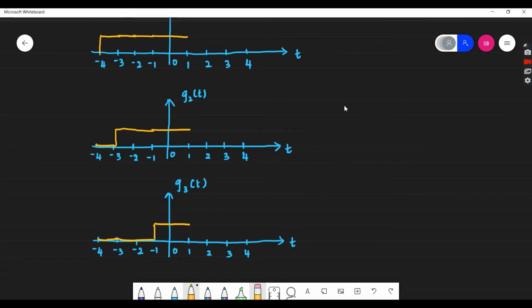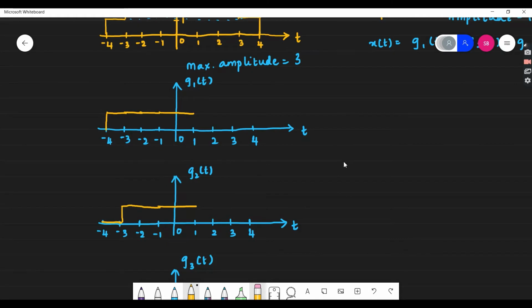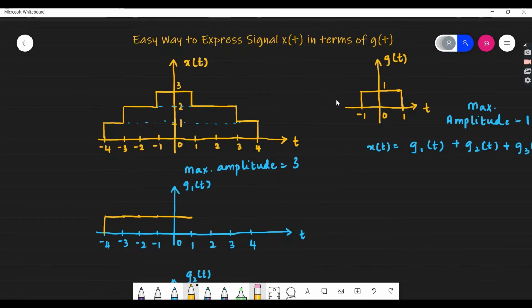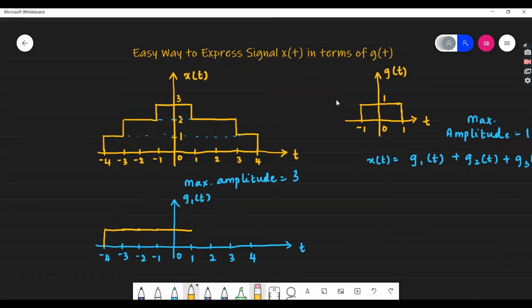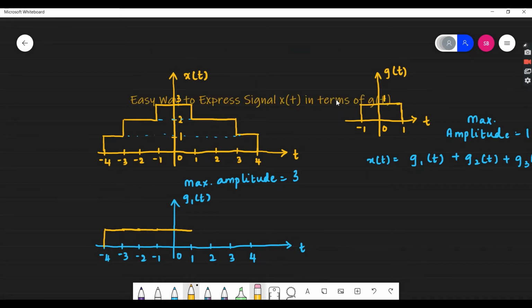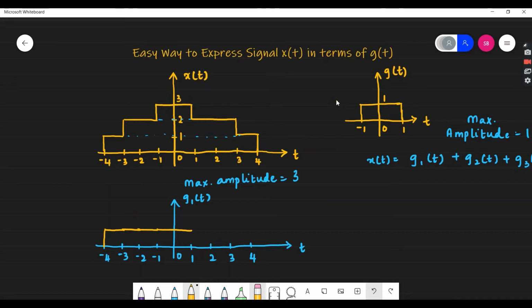Next, if it goes further to the right hand side, from 1 to 3, it has an amplitude of 2. So only 2 g of t signals. From plus 1 to 3, it has an amplitude of 2.